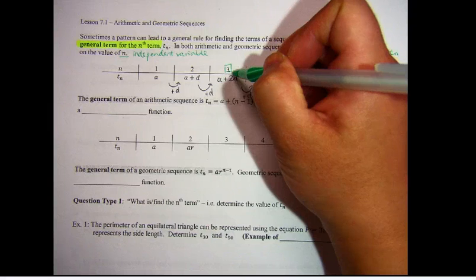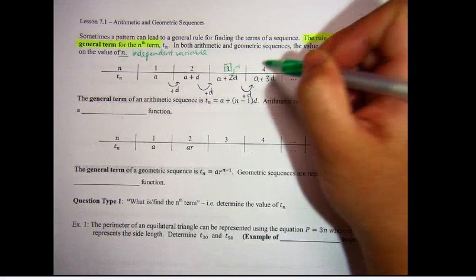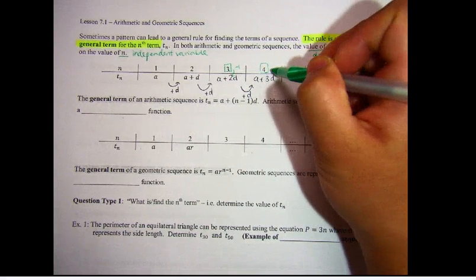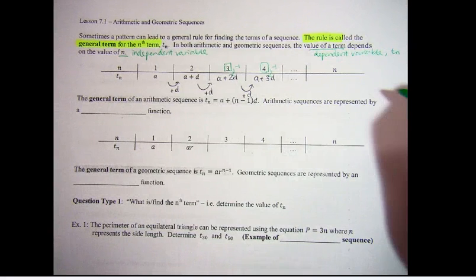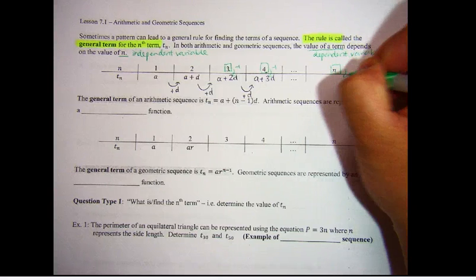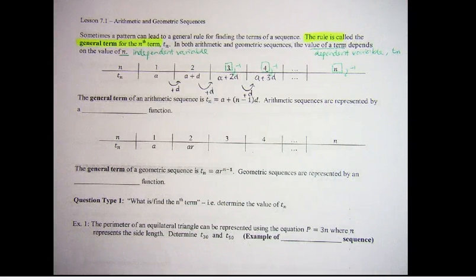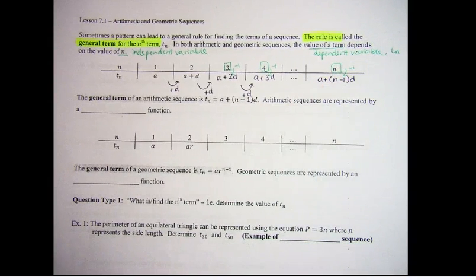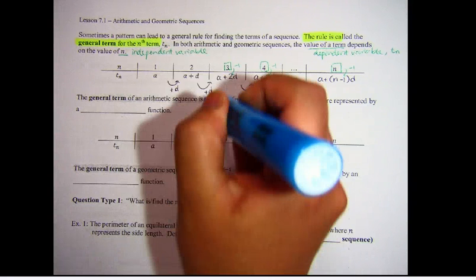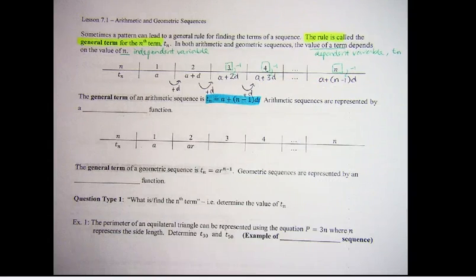This 3 and this 2, you just have to subtract 1. This 4 and this 3, you just have to subtract 1. So by the time we get to the nth term, we're just going to have to subtract 1, and that's how many multiples of d we would have added on to a. So we get the formula a plus (n minus 1)d. And in fact, that is the general term for an arithmetic sequence.